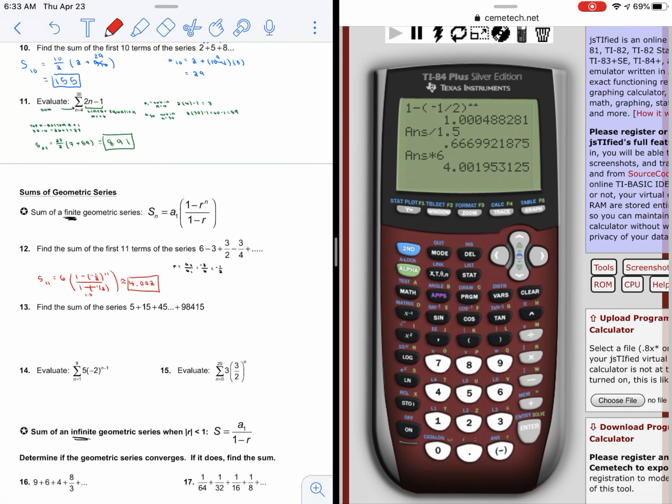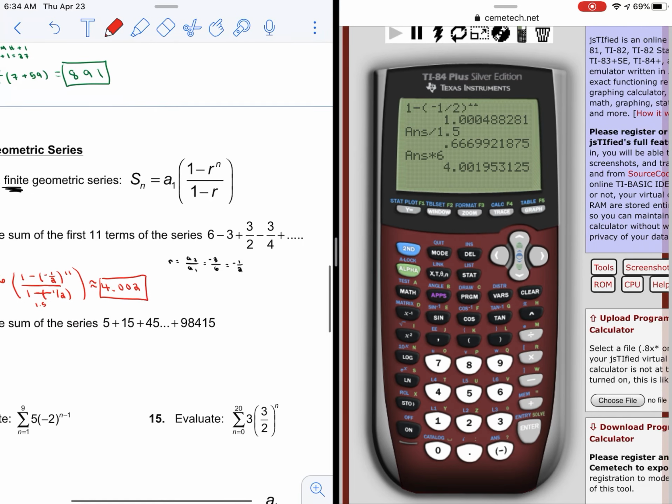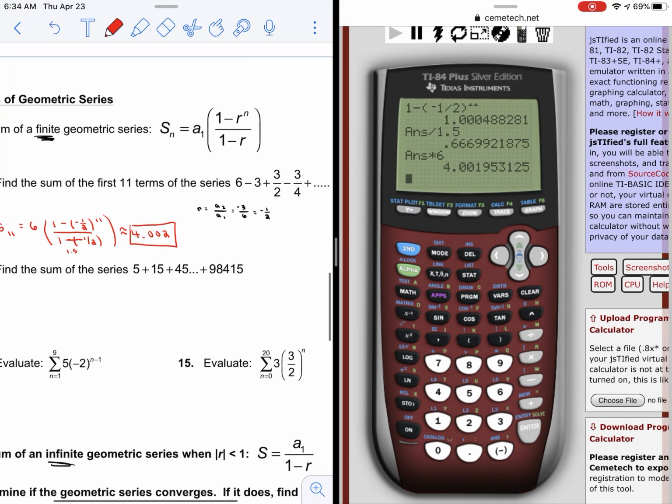Now you may say, that didn't seem that big, but remember that this is an alternating series. So when we add the terms together, sometimes we're adding a negative, sometimes we're adding a positive. Not to mention the ratio, negative 1/2, these numbers are getting smaller and smaller, so you're going to see it does not grow as fast when we add the terms together.